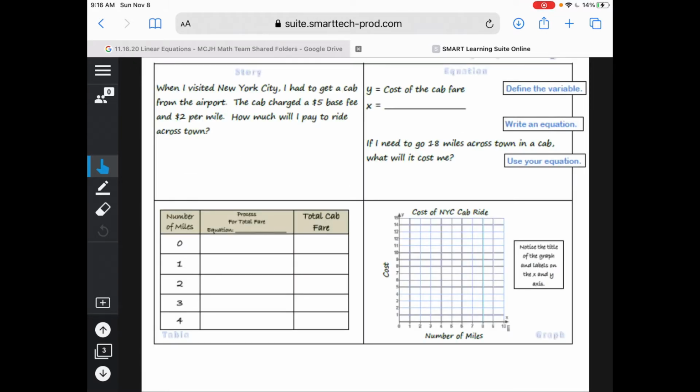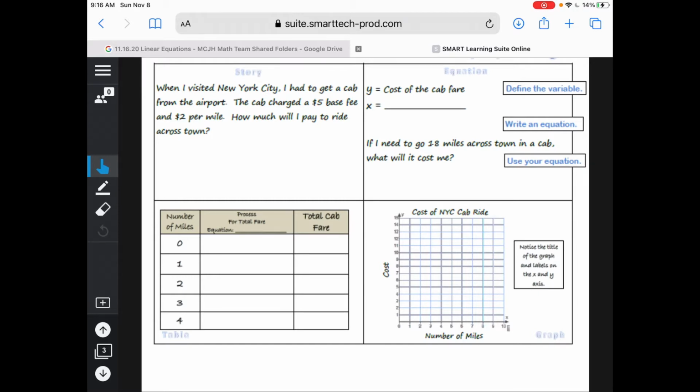So we're given a story. When I visited New York City, I had to get a cab from the airport. The cab charged a $5 base fee and $2 per mile. How much will I pay to ride across town?